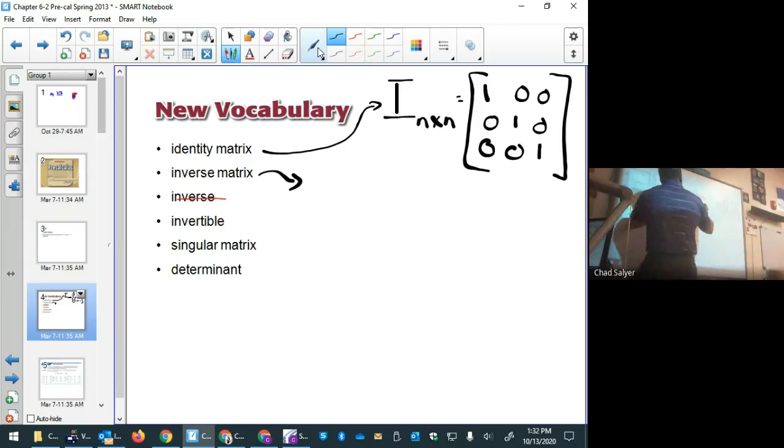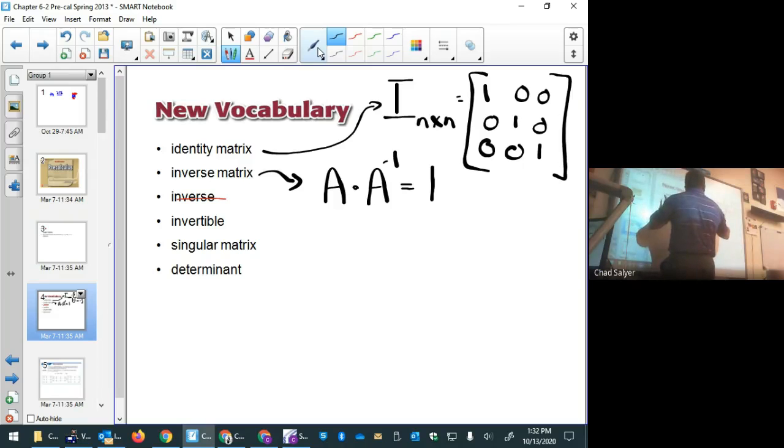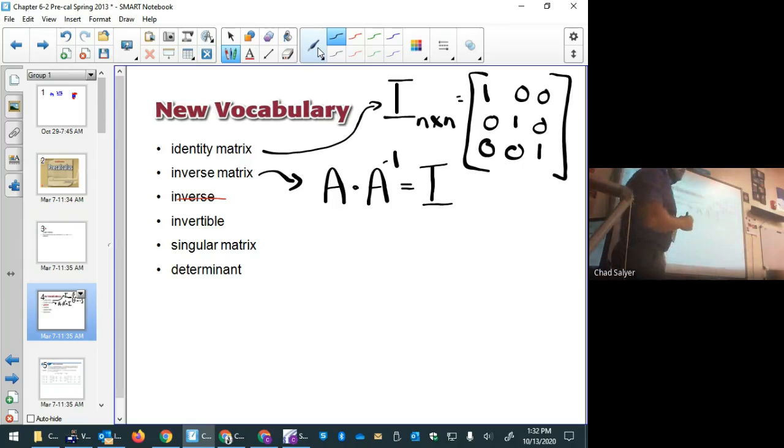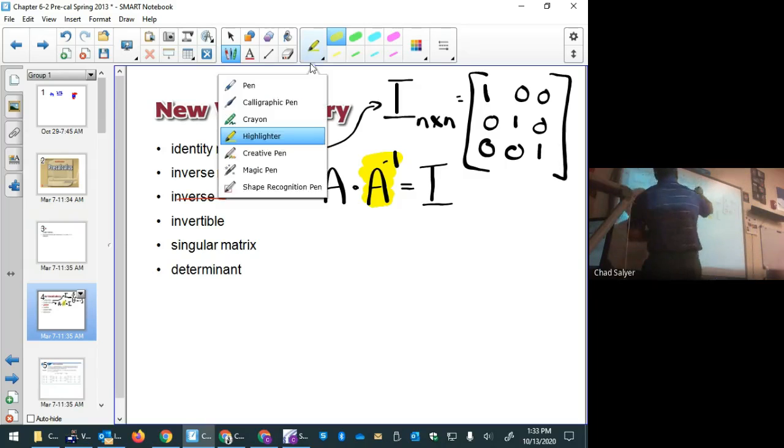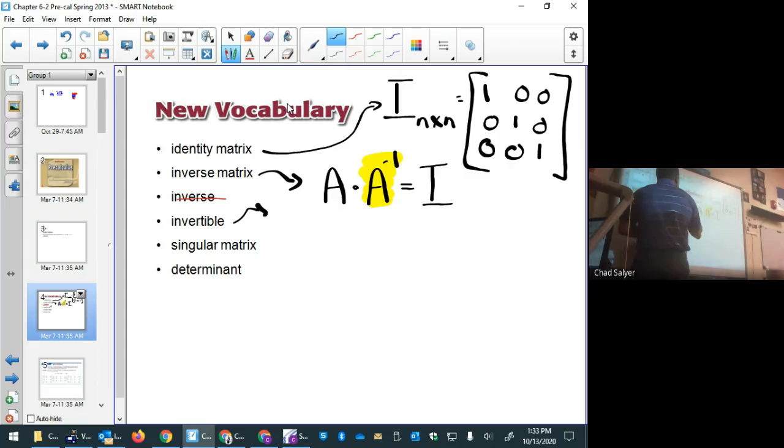As a consequence, if I multiply a matrix by its inverse, which is indicated with this superscript -1, that's going to equal the corresponding identity matrix. So this inverse matrix is a matrix such that if I multiply it by the original matrix, the result is the identity matrix. This is only possible in square matrices. They also must have a non-zero determinant, but we'll get to that in a second. In fact, that's the next definition. Invertible means the inverse exists.